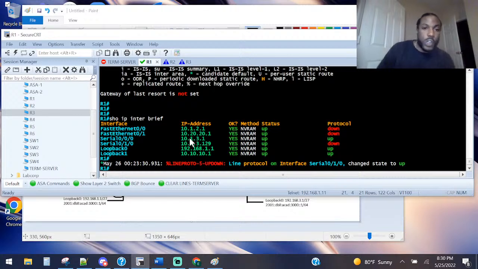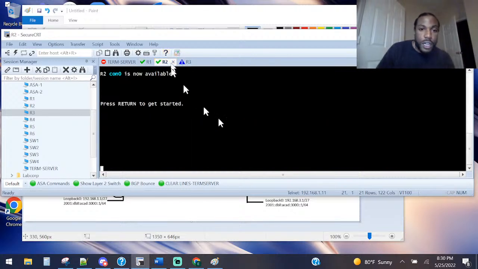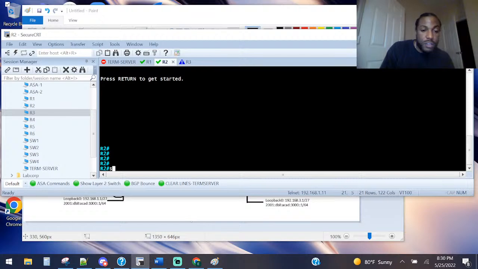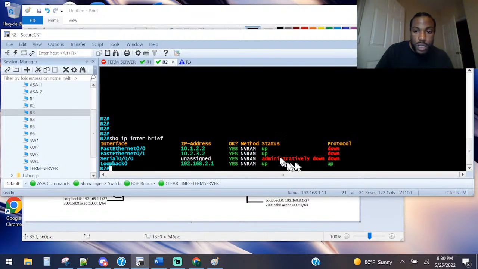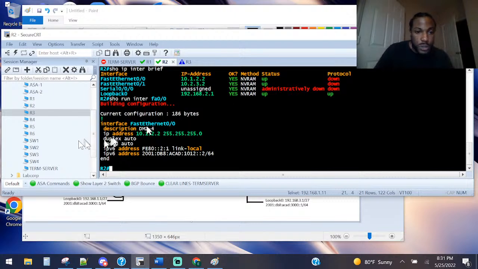So let's take a look at router 2's interface, his FastEthernet. Show IP interface brief. He should be connected to the one that is up, down, which is this one over here. FA0/0. So let's take a look. Show run interface FA0/0. We might not do this whole stream over here.